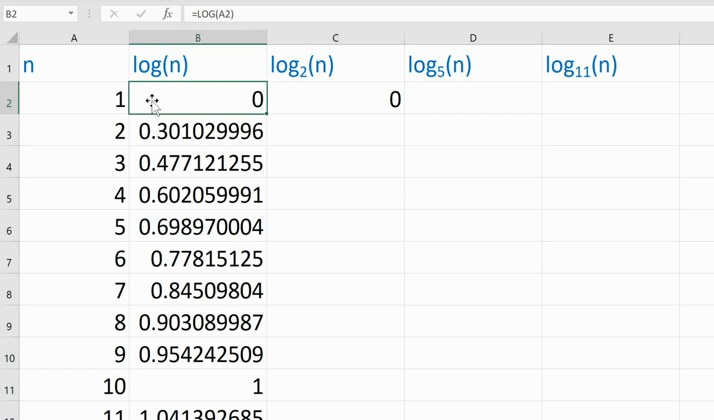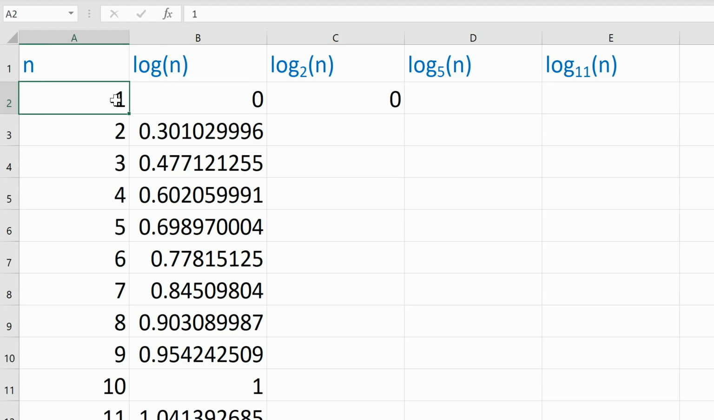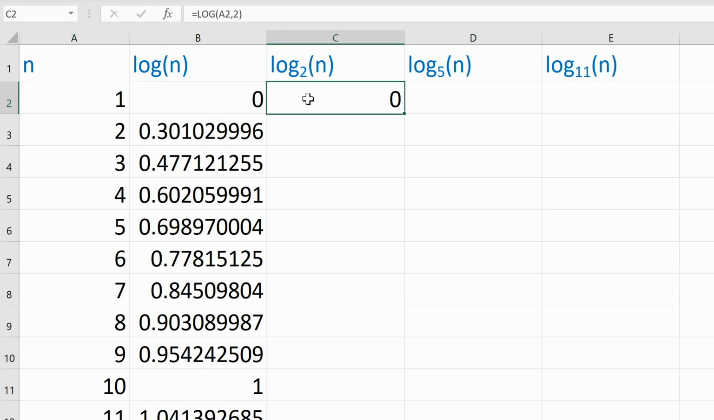what power of 10 is this number? And it's the 0 power of 10. 10 to the 0 is 1, so the logarithm base 10 of 1 is 0. It's the same thing here. When you're asking what's the logarithm base 2 of something, you're saying what power of 2 is this number? Well, 2 to the 0 is 1, so it's also 0. But when I continue it down here, you're going to see that those numbers are different.